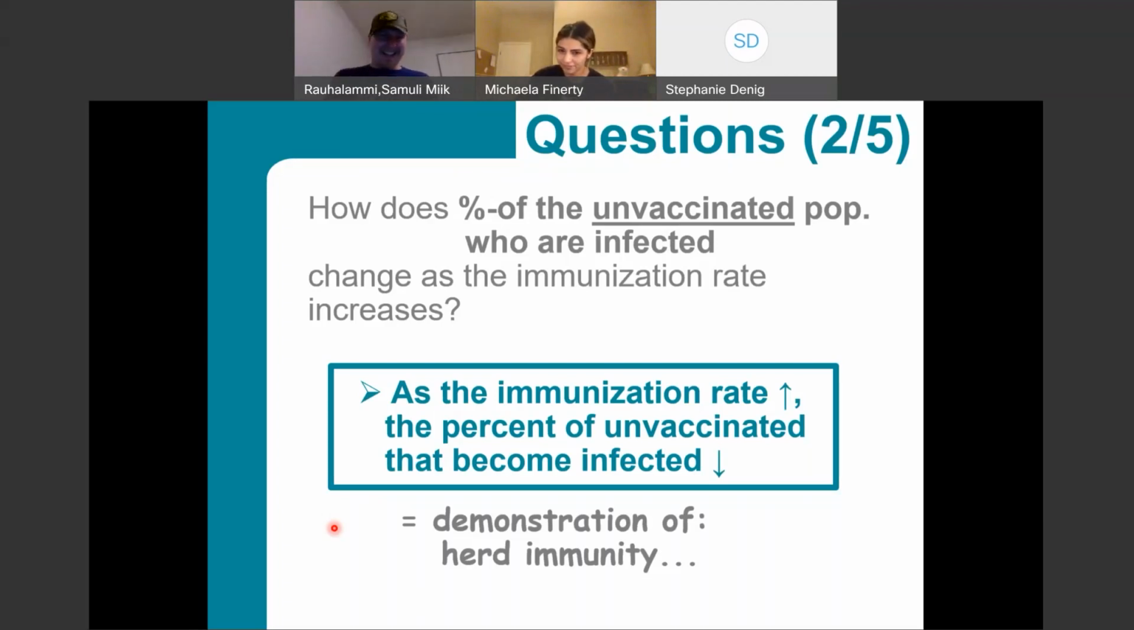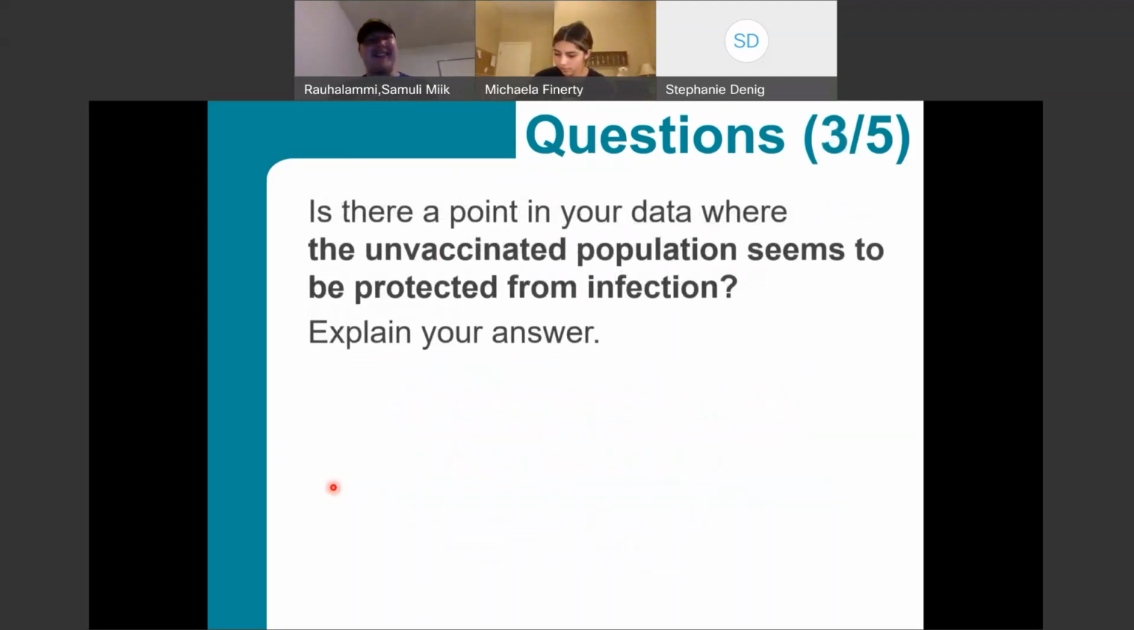Okay, good. The third question that I ask from you is, is there a point in your data where you will see that the unvaccinated population seems to be protected from the infection? So basically I'm asking how much of the population should we immunize so everyone's going to be fine? And your answers will vary. This is a subjective question.